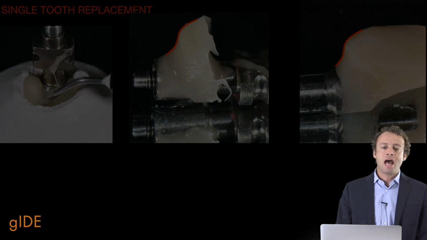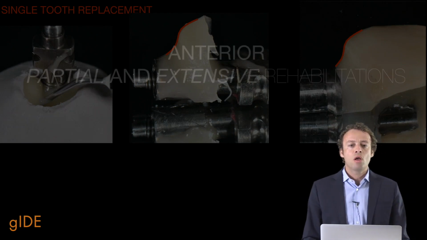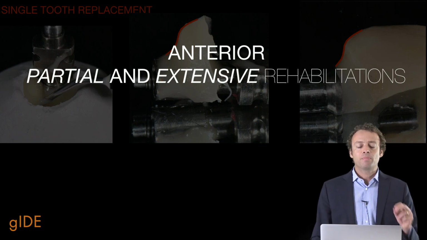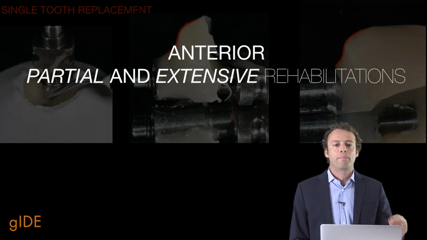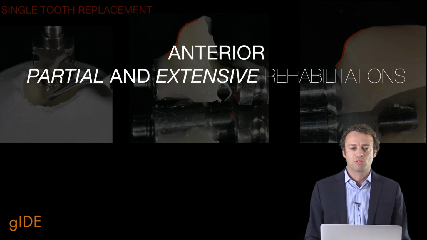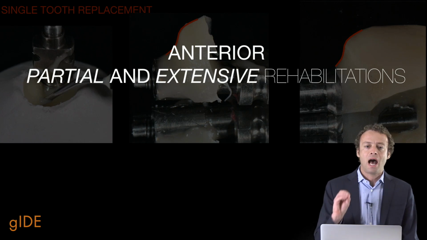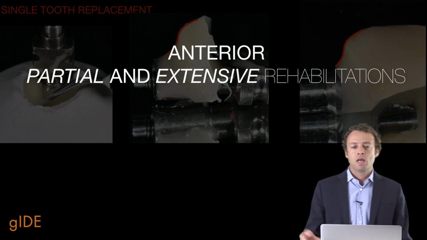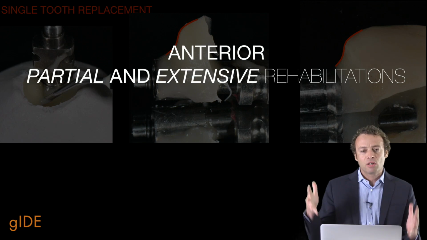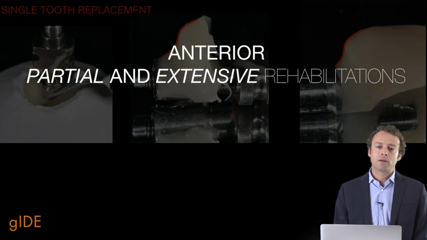But I think that now we also have to point out what we can do when we have to manage, always in the anterior segments, but in particular, a partial rehabilitation or maybe also an extensive rehabilitation, where it's really important also to evaluate how to transfer to the lab not simply the subgingival portion of the emergence profile of the implants, but also the pontic area of our rehabilitations.